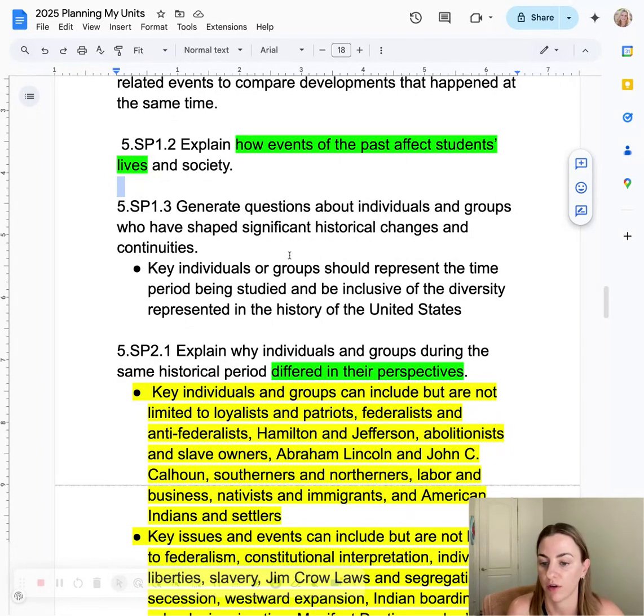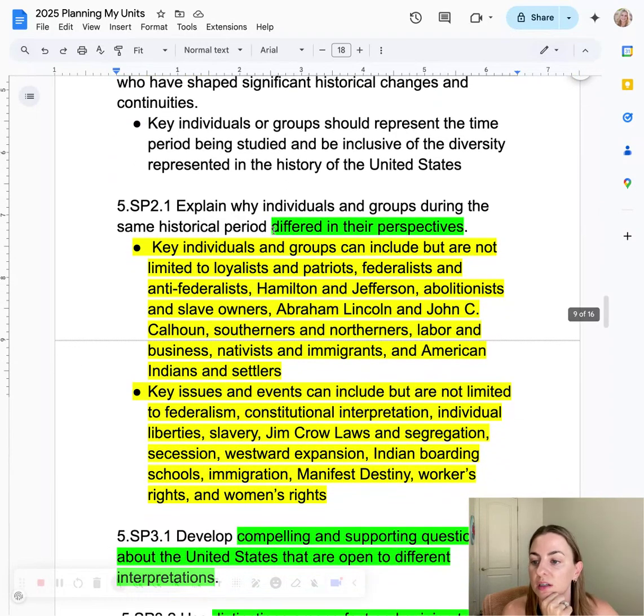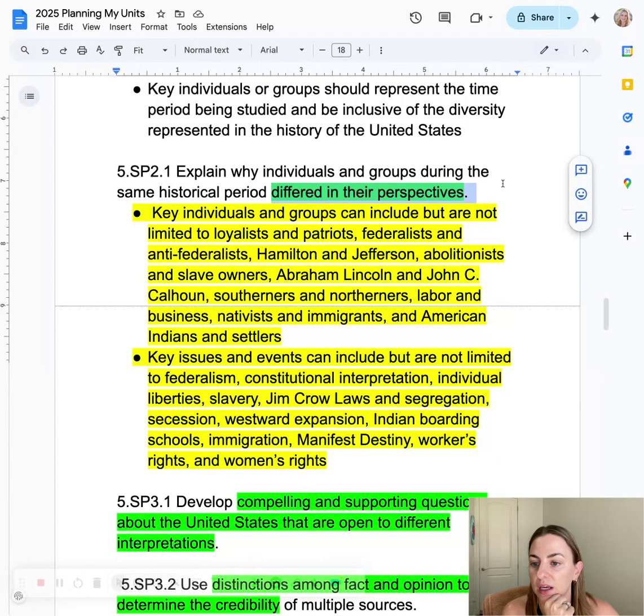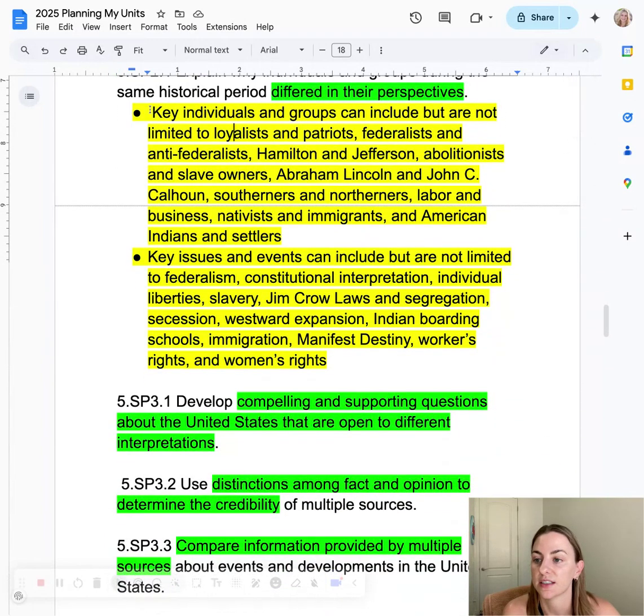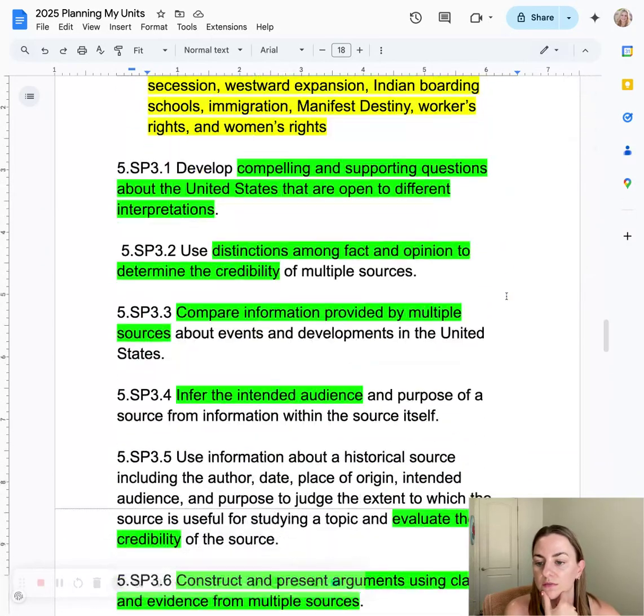Another skill, perspective taking. And then here it says key individuals and groups can include but are not limited to loyalists and patriots, federalists and anti-federalists. Now we're back to the content of like, these are the people you need to make sure to teach about. Again, content, key issues and events that you need to teach about.